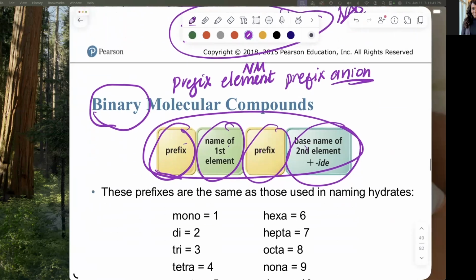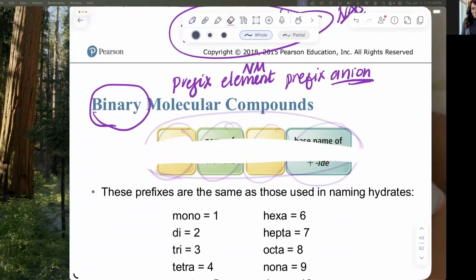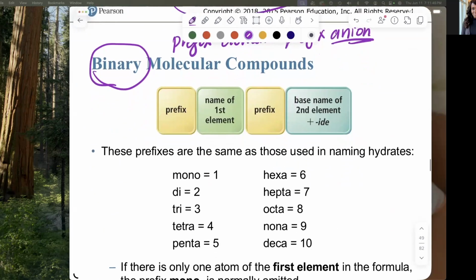Okay. So what prefixes do we use here, you ask? There's no hemi here. We start with mono because the atoms are combining as whole. So mono, no fractions here. 1, 2, 3, 4, 5. So mono, di, tri, tetra, penta, hexa, hepta, octa, nona, deca. But when it comes to naming the first one, you can use any of the prefixes except for mono. So I usually write here, no mono. You can't use mono for the first one.